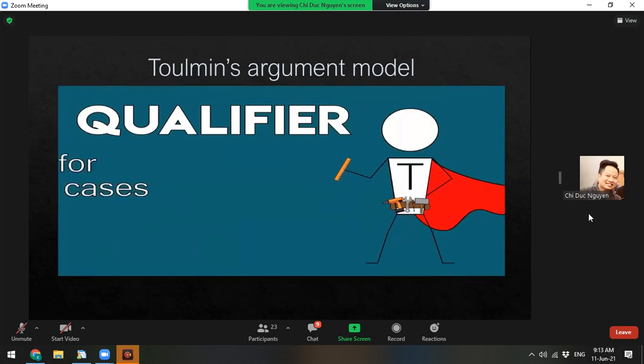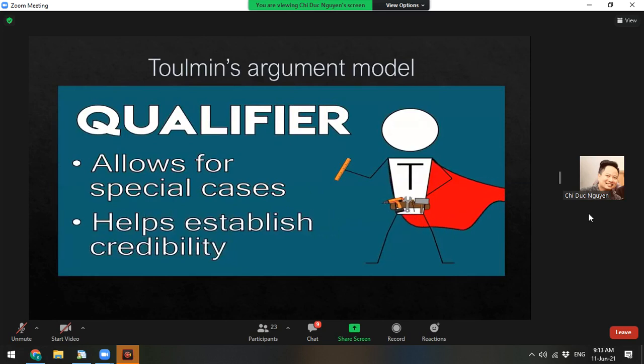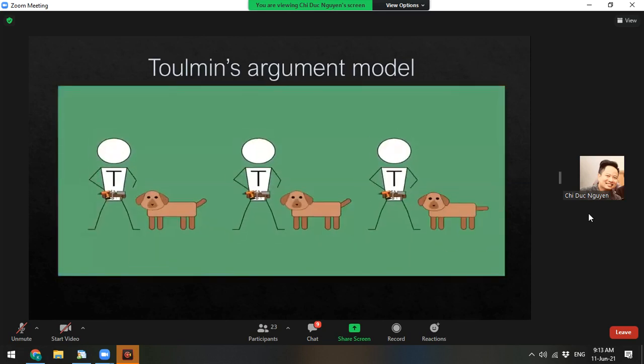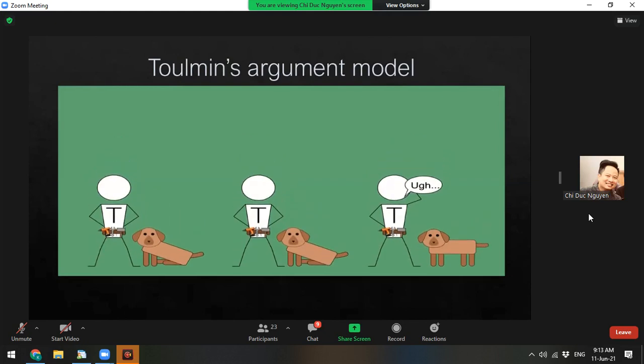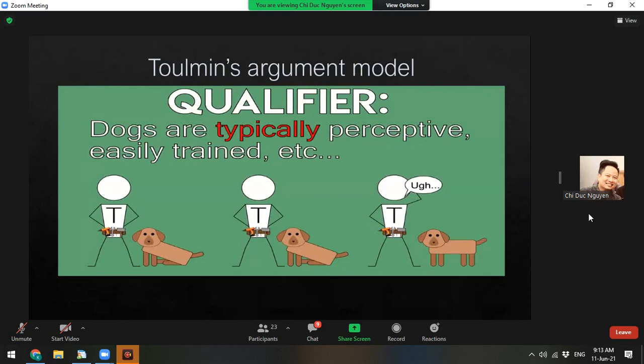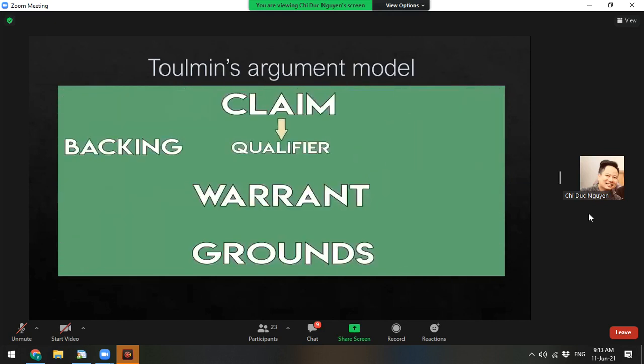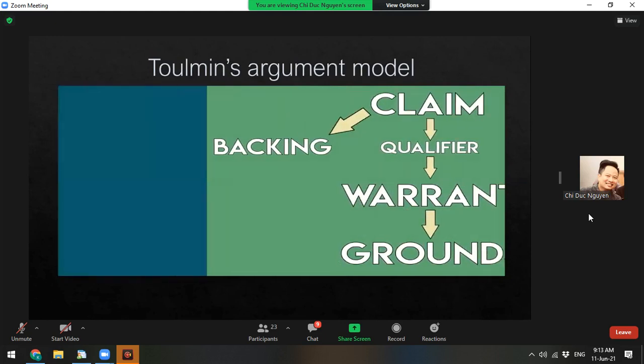A qualifier allows for special cases and helps establish the author as reasonable and credible. In this argument, the grounds can be edited with a qualifier to allow for cases in which some dogs don't match the criteria of the greatest pet as stated in the claim. Dogs are typically perceptive, easily trained, etc. The qualifier typically adds credibility to the argument as it acknowledges special cases contrary to the argument's claim.